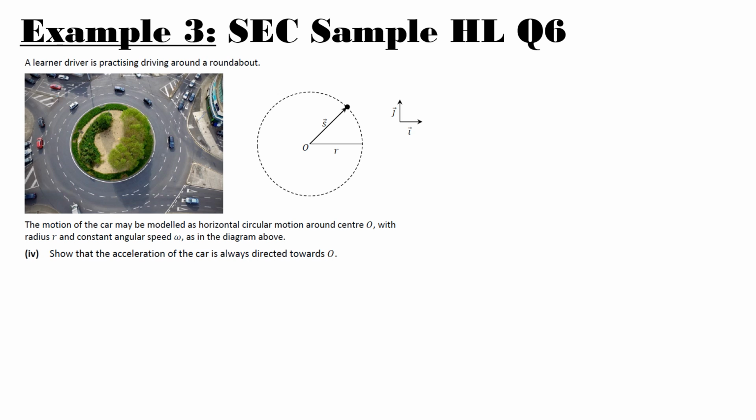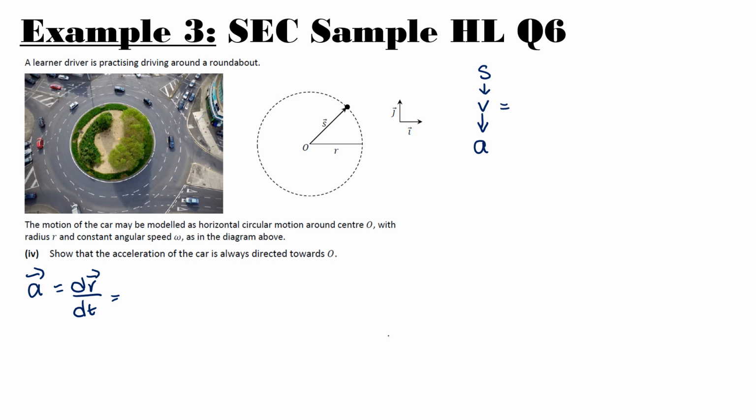So part 4, show that the acceleration of the car is always directed towards O. This one is probably the trickiest. The first thing we need to understand is they're asking us about acceleration. When we talk about rates of change, we have s for displacement, differentiate that to get v, differentiate that again and we get a. So to get a, we're going to differentiate v with respect to t.